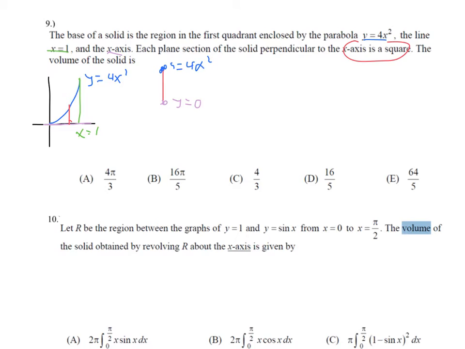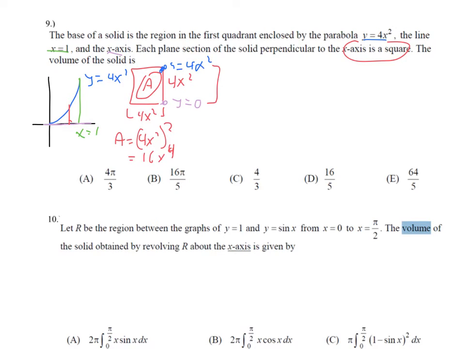So if this is a square, this side length will be 4x squared because that's that distance. And because it's a square, this will also be 4x squared. So inside here, this area will equal 4x squared quantity squared. 4 squared is 16, x squared squared is x to the 4th.